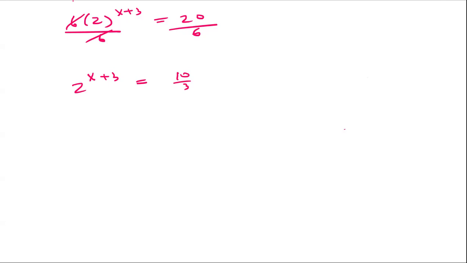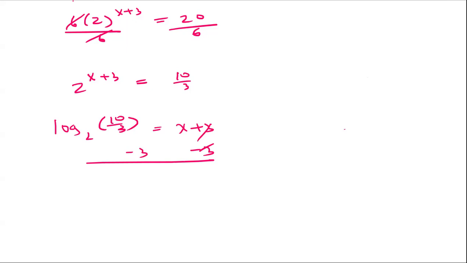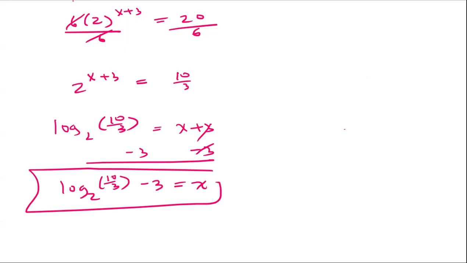All right, and then I'm going to rewrite this from an exponential function to a log function, right? Because I have a base 2. If it was a base e, then I would write ln. But it's not a base e, so I'd write a log. So I'll have base 2, and then to the right will be x plus 3, and in the middle will be 10 over 3. Okay? And then I just solve for x, so I'm going to subtract 3 on both sides. And then we get log of base 2 of 10 over 3 minus 3 is equal to x. And then there's our answer.